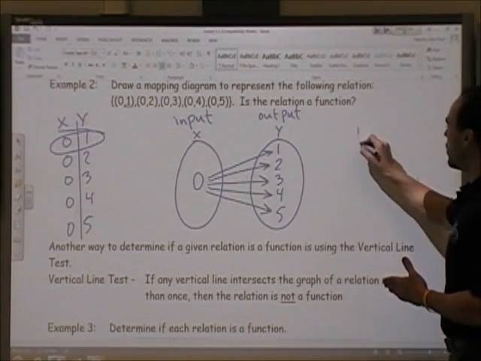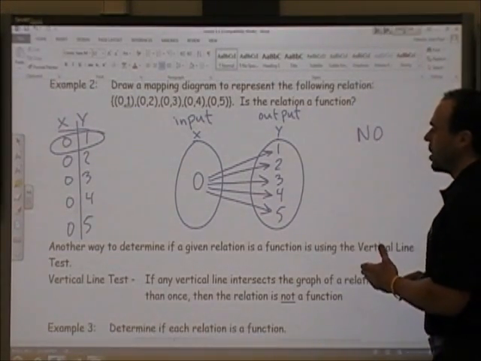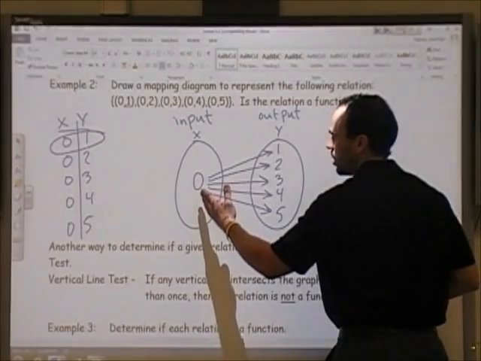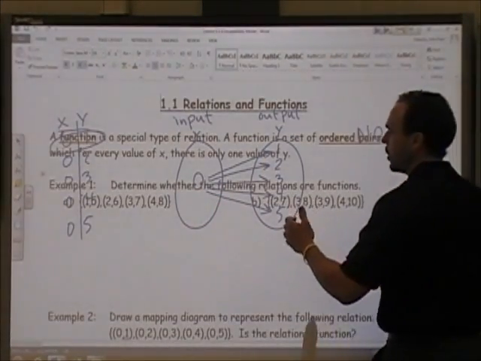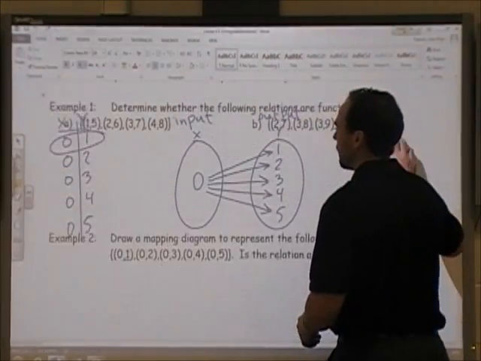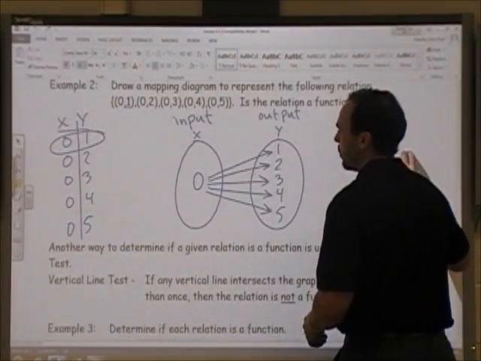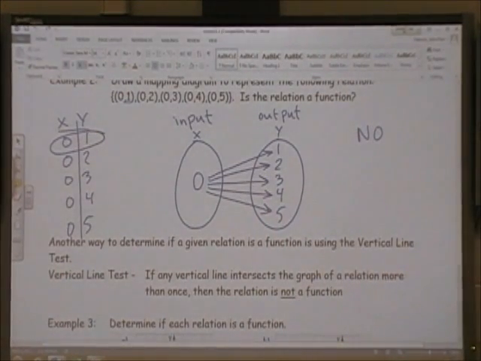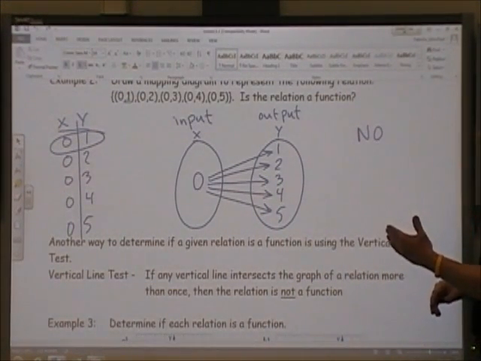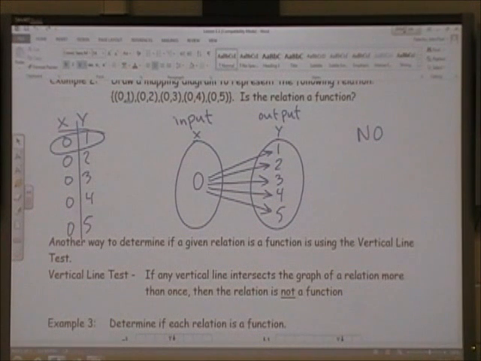The answer here is no, it is not a function, because when x is 0, you have 5 different answers for y. Or when your input is 0, you have 5 different outputs. And you cannot have 5 different outputs. For every value of x, you can only have one value for y in order for the relationship to be a function.